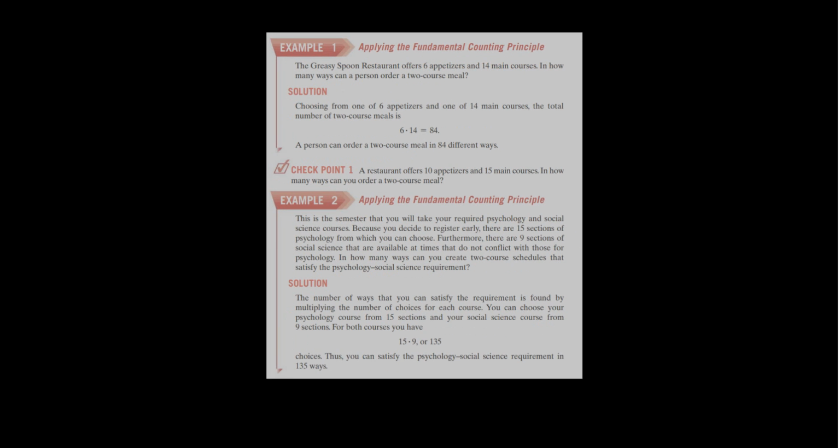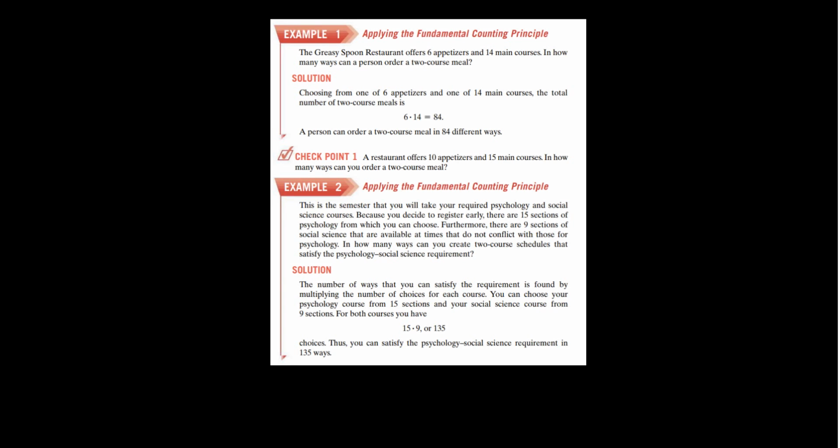And here we go, example one. Obviously you can see the solutions, but again, it doesn't get any harder than multiplying. So the Greasy Spoon restaurant offers 6 appetizers and 14 main courses. In how many ways can a person order a 2-course meal? Well, 6 times 14 is simply 84.